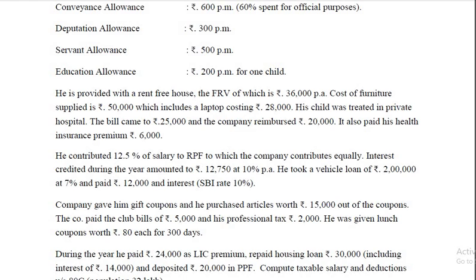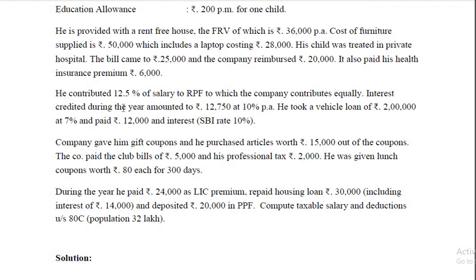Then it also paid his health insurance premium. It is totally exempt. Health insurance premium paid by the employer on behalf of the employee is exempt. He contributed 12.5% of salary to recognized provident fund, to which the company contributes equally. Employer's contribution to recognized provident fund above 12% of salary of employee is taxable. Up to 12% it is exempt.